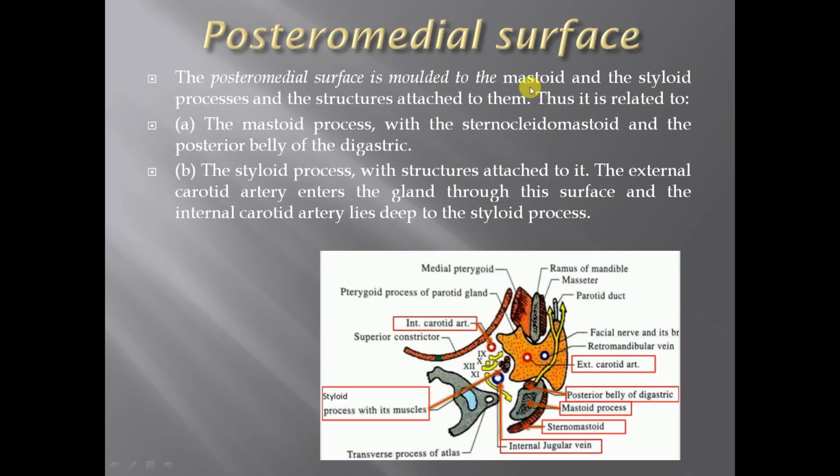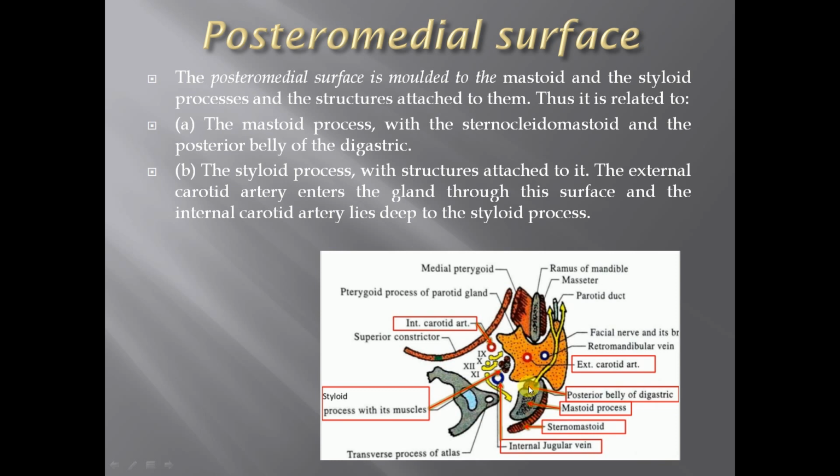Coming on to the posteromedial surface. The posteromedial surface is molded to the mastoid and the styloid process. This is the styloid process, and this is related to the mastoid. This is the mastoid with the sternocleidomastoid. This is the sternocleidomastoid and the posterior belly of digastric.